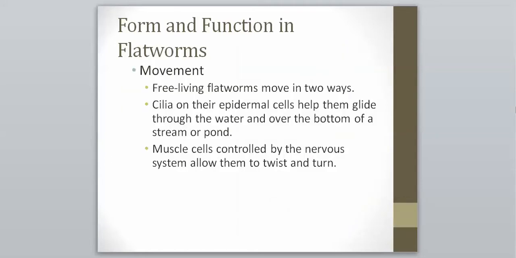So free-living flatworms can move in two ways. They have cilia on their epidermal cells that help them glide through the water and over the bottom of a stream or pond. And then muscle cells controlled by the nervous system allow them to twist and turn, which allows them to move.